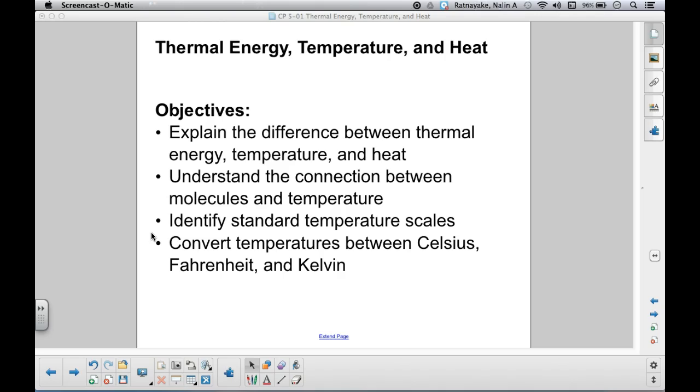Third, we want to be able to identify standard temperature scales. How do we measure temperature? What does it mean to measure temperature? What are we actually measuring? What does it physically tell us about a substance? And finally, we would like to be able to convert temperatures between the three standard temperature scales, which are Celsius, Fahrenheit, and Kelvin.